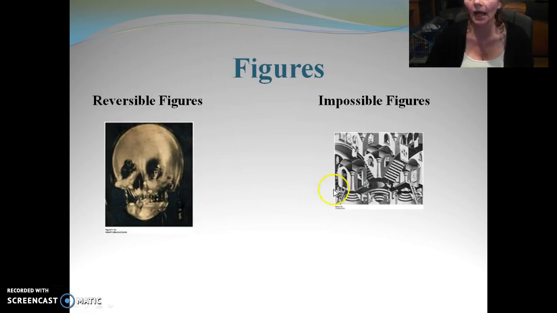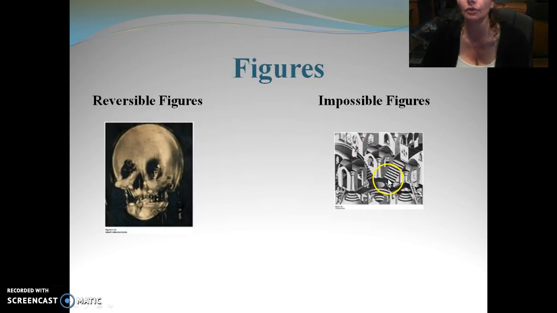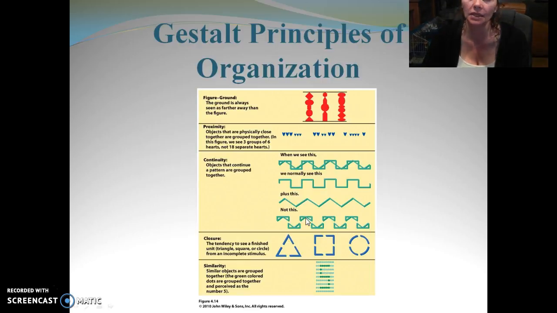Then there are impossible figures, where you climb up but also climb down, and you have things leading you to nowhere. This isn't taking you to another floor. It's all just creating an illusion, and that can be challenging as well. But they do help us understand perceptual principles.